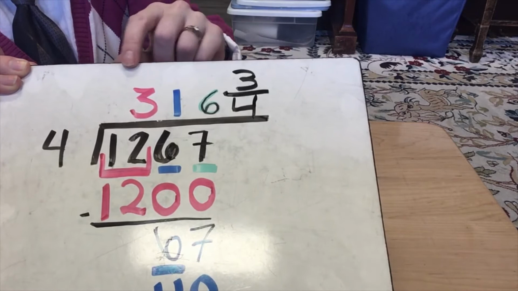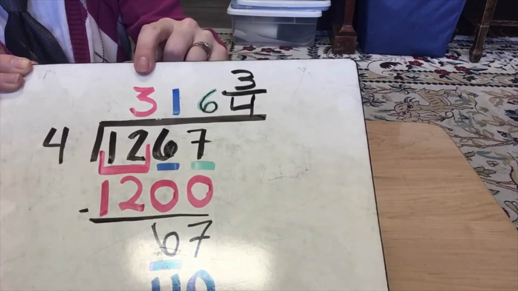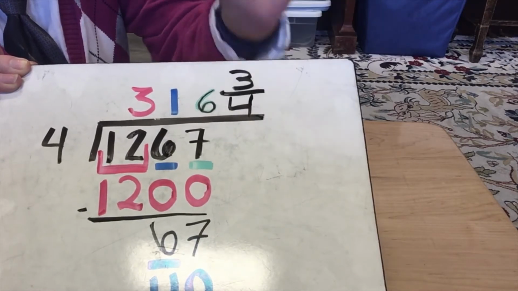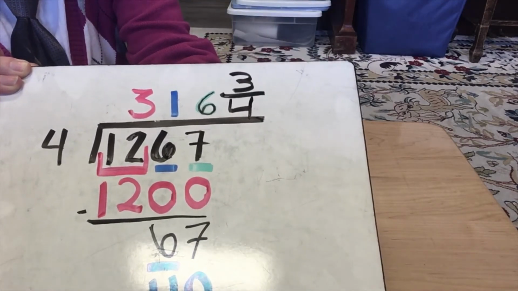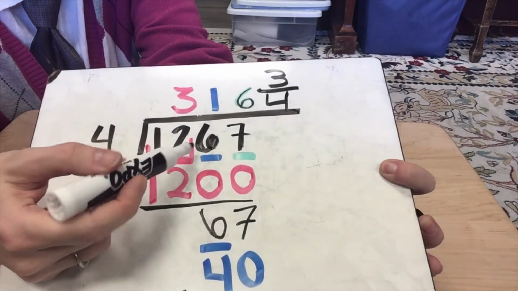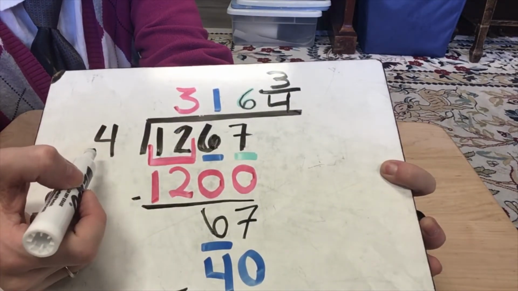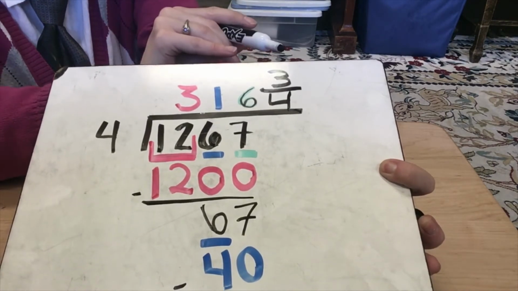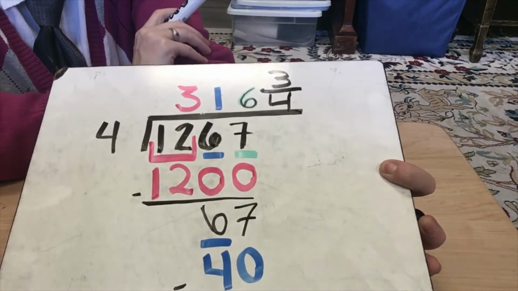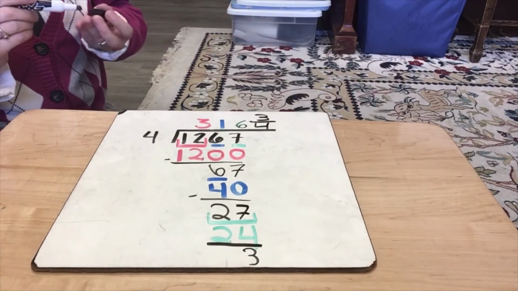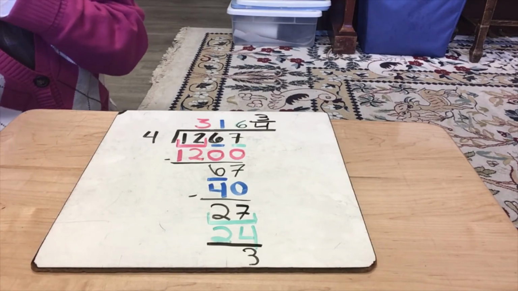So my final answer, my quotient here, is 316 and 3/4. So this is how I would write my final answer. If I divide 1,267 by 4, I will get 316 and 3/4. So there you have a quick review on the standard algorithm for division.